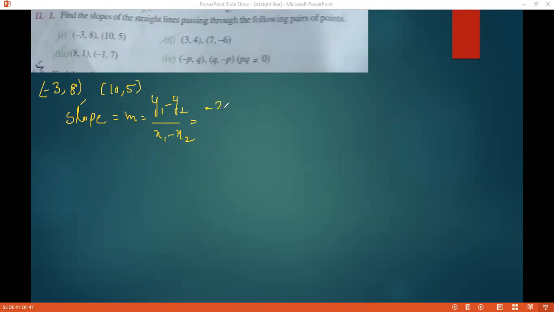Here x1 is -3, y1 is 8, x2 is 10 and y2 is 5. So m = (8 - 5)/(-3 - 10). 8 minus 5 is 3, so 3 by -13, that is -3/13. This is the slope of the line through the given points.